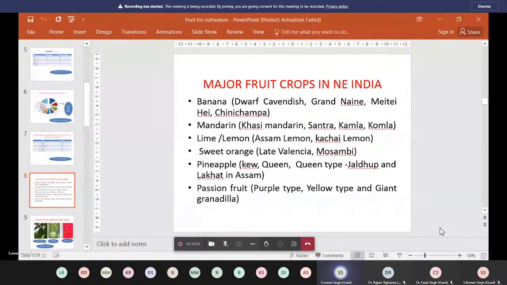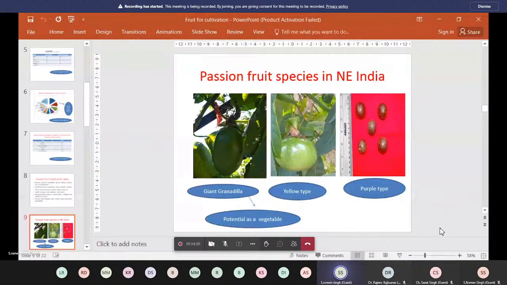In the case of passion fruit in the northeastern part of India, purple, yellow, and giant granadilla are the three types growing. I want to share some photos of these passion fruit species. Generally, yellow and purple are the two species growing. Newly, this giant granadilla, which we call liwar in Manipur, or passion fruit asoba, has started being introduced in the Manipur state also. In different northern states like Assam, as well as Arunachal Pradesh, they sell it under the name of local squash, as a source of vegetable when it is not in the mature stage but in the young stage.